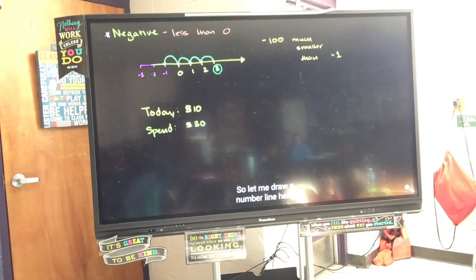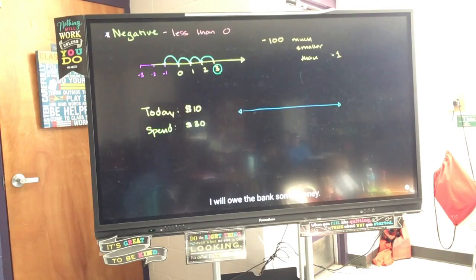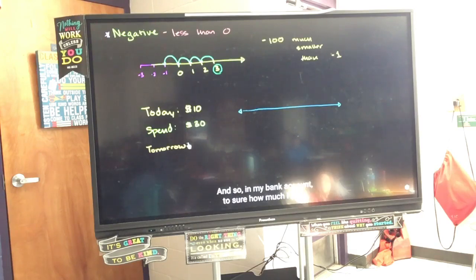So let me draw a number line here. And you might already have an intuitive response. I will owe the bank some money. So let me write this over here. So tomorrow, what is my bank account? You might immediately say, look, if I have $10 and I spend $30, it's $20 that had to come from someplace. And that $20 is coming from the bank. So I'm going to owe the bank $20. And so in my bank account, I could say 10 minus 30 is actually negative $20. So in my bank account tomorrow, I am going to have negative $20.